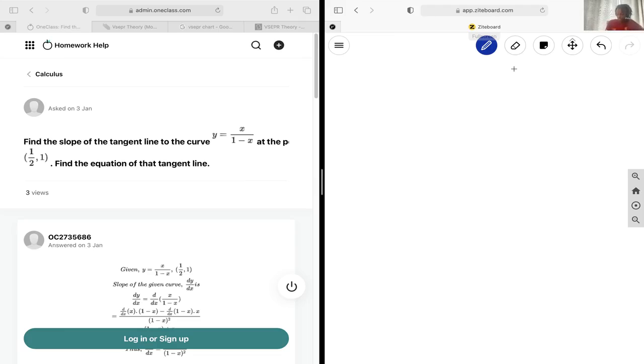Okay, so for our next question, we want to find the slope of the tangent line to the curve y is equal to x over 1 minus x at the point (1/2, 1). And after that, we want to find the equation of the tangent line.